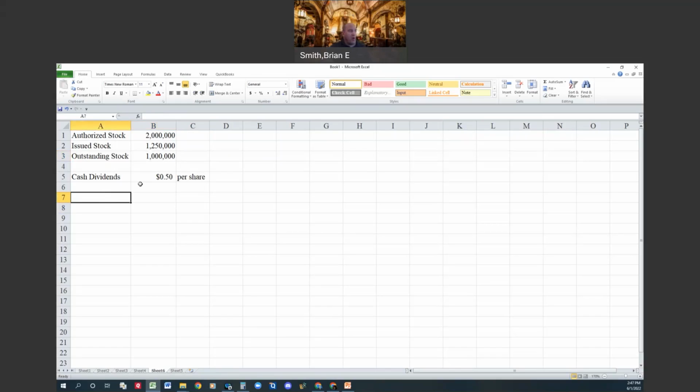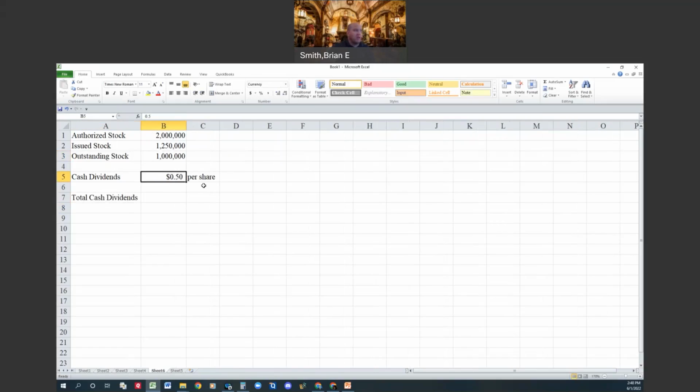So let's first figure out what we need to do to calculate our total cash dividends. Which one of these stock amounts do we multiply this 50 cent per share on? The authorized, issued, or outstanding? So remember, the authorized is the total amount of stock we could ever issue at any given point for the company. So we don't want to do that because we may have some stock we have not issued yet. Issued stock is stock that we've issued at any given point, but it also includes treasury stock. And we don't pay dividends on any of our treasury stock.